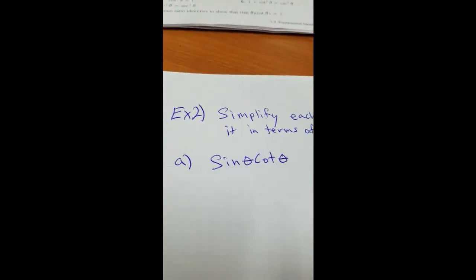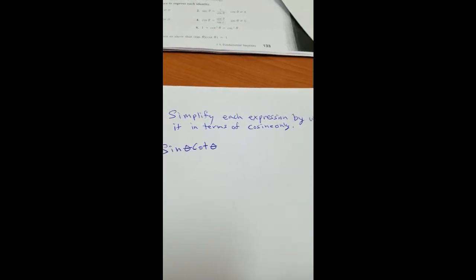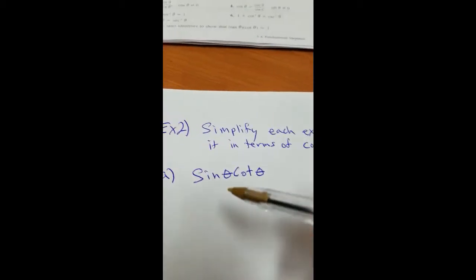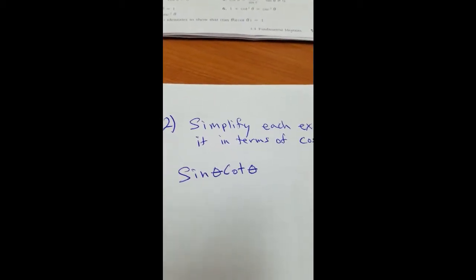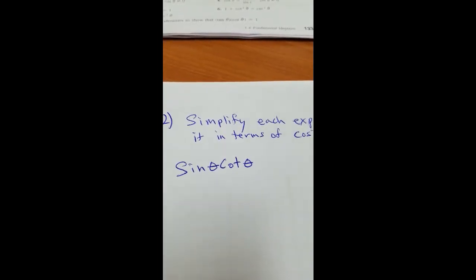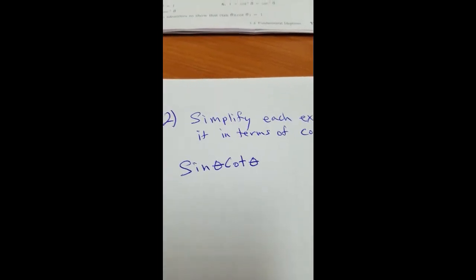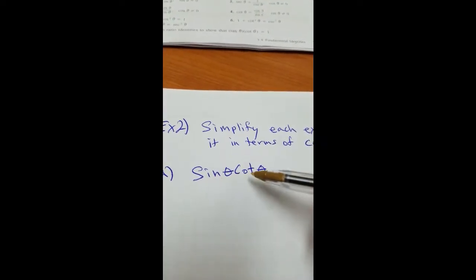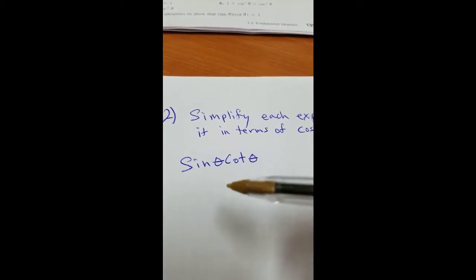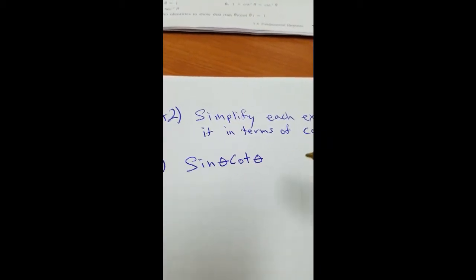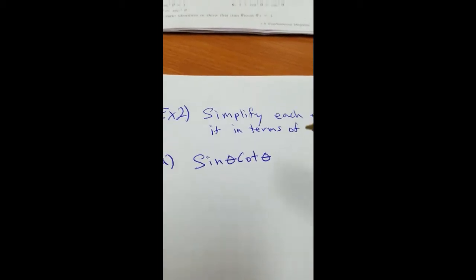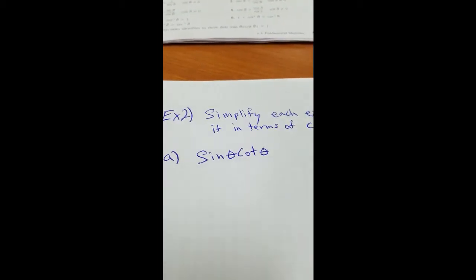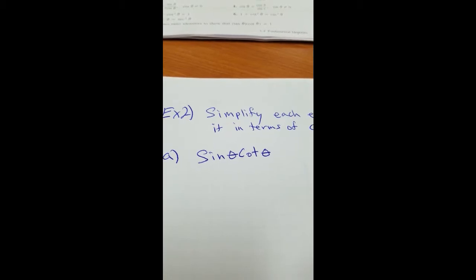Okay, example 2. Simplify each expression by writing it in terms of cosine only. So we want to take the expression I'm given and rewrite it so that it's only cosines if possible. Sometimes it won't be possible, but in this case it will be. So I want to take the expression sine theta times cotangent theta, and I want to change it so that it says all cosines. Now, I don't know if it's going to end up with 2 cosines or 1 plus cosine or cosine squared. Whatever it is, it's got to have only cosine in it.